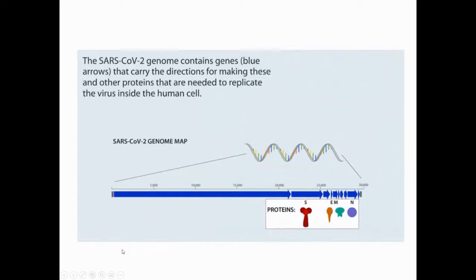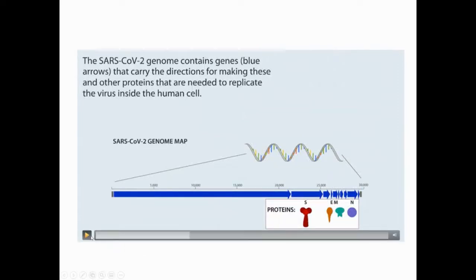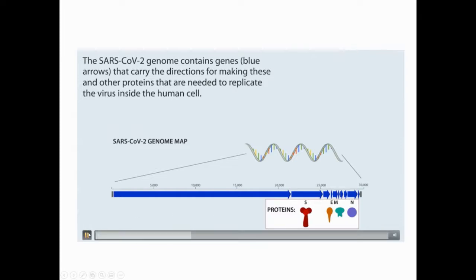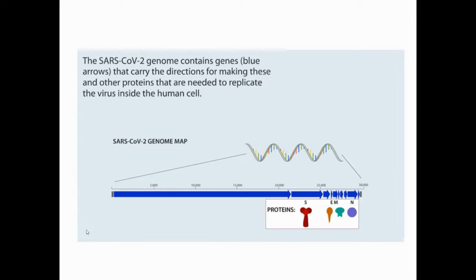The SARS-CoV-2 genome contains genes, blue arrows, that carry the directions. So the first step, as I mentioned, you have to sequence the whole genome, right? It's about 30,000 bases long. And then we have S protein here. That's the major one that recognizes the receptor so that the virus can enter the cell. For making these and other proteins that are needed to replicate the virus inside the human cell.